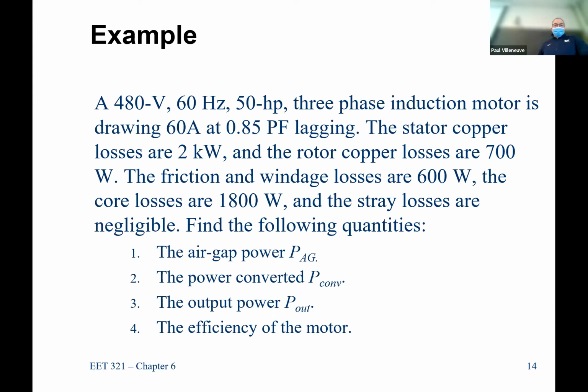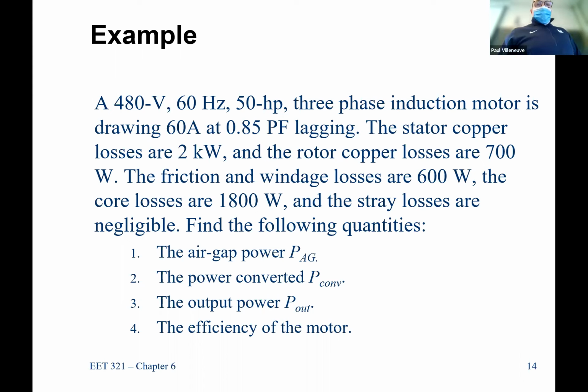Okay, let's take an example. We have a 480 volt motor, 60 hertz, 50 horsepower, three-phase induction motor. It's drawing 60 amps at a 0.85 lagging power factor. You've got a bunch of losses: stator copper losses, 2 kilowatts, rotor copper losses are 700, friction and windage 600, and core losses are 1800. We can neglect any stray losses. All right, so find the air gap power, converted power, output power, and motor efficiency.